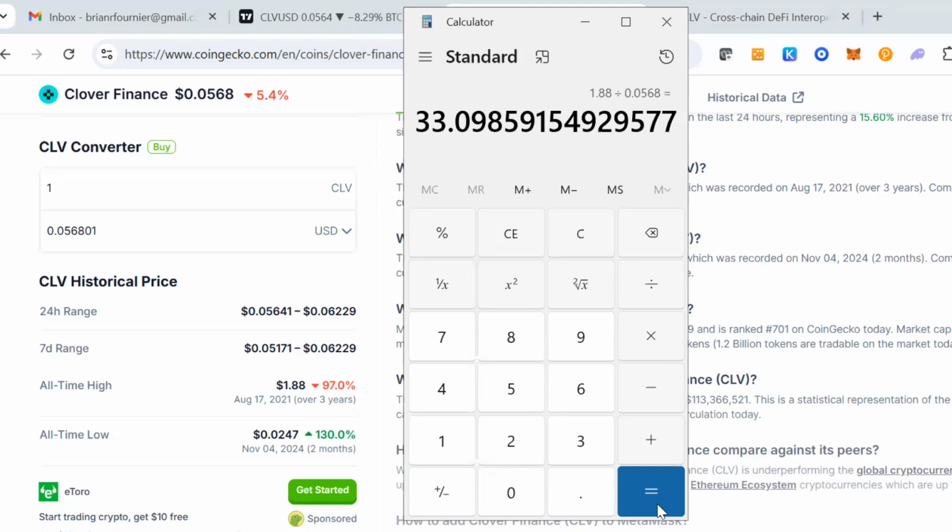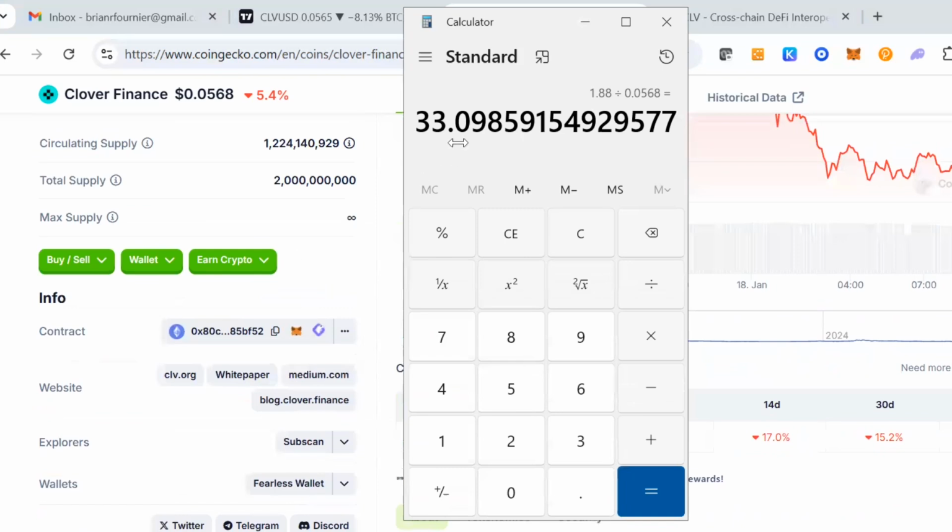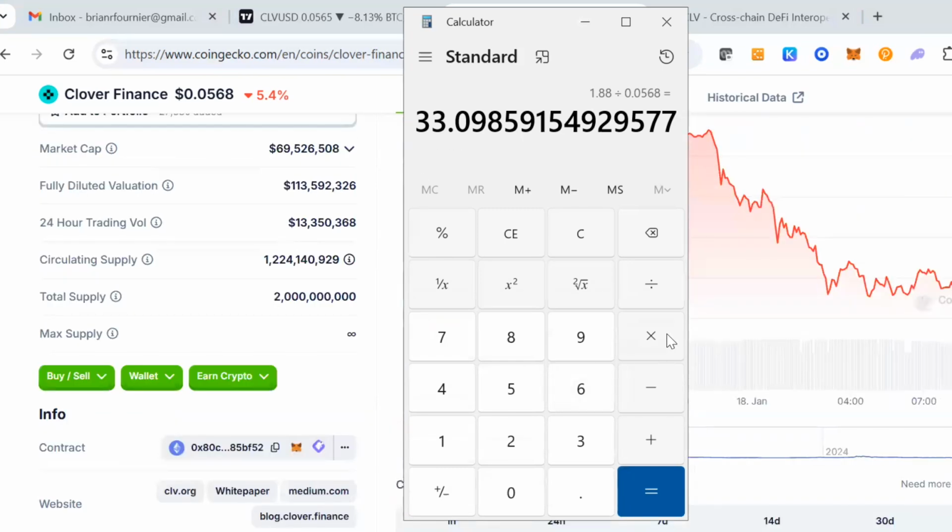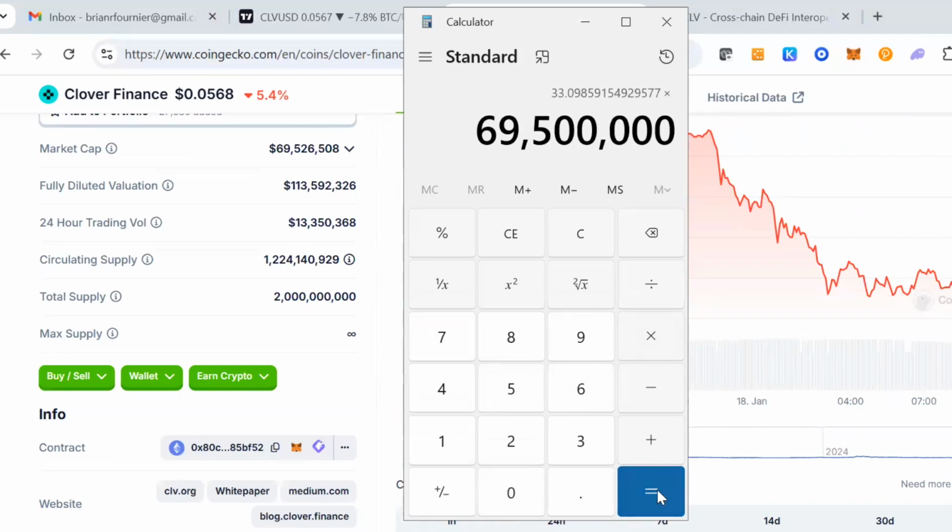That's pretty phenomenal. But even if it just got to $1, even half of that, say at 94 cents, or just a 15x, so a little under that, a 15x from its current price. Now, let's make sure that the total market cap could support this 33x. I'm going to multiply that by the 69 million. That would put CLV at a $2.3 billion market cap for it to hit its all-time high.